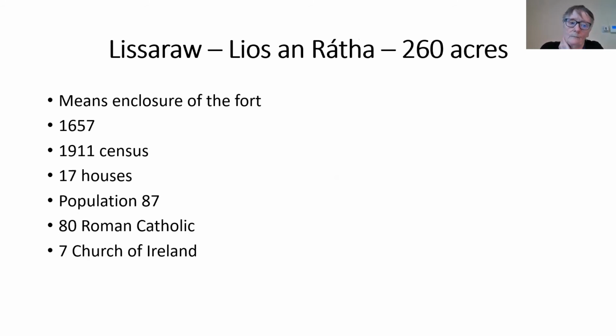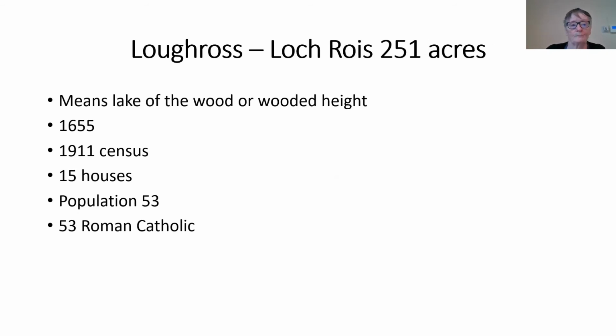Lissarau, again, we're coming to the Liss. It means the enclosure of the fort, and it has 260 acres. On the maps in 1657, and in the 1911 census, had 17 houses, a population of 87, 80 of whom were Roman Catholic and 7 Church of Ireland.